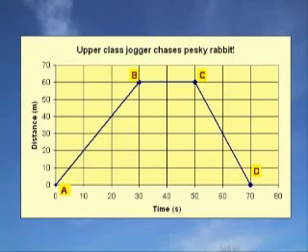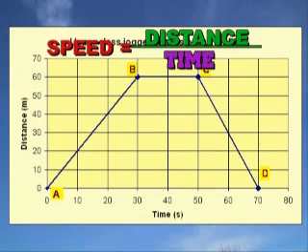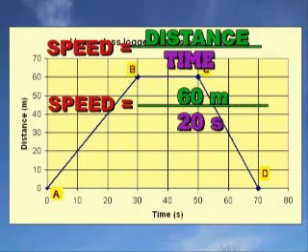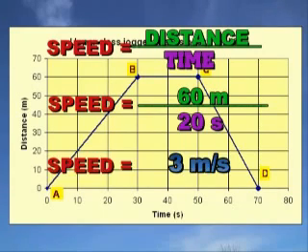So, how many of you got the answer? Well, let's see. Between C and D, well, speed equals distance divided by time. Between C and D he travels 60 meters, and it took him 20 seconds. That means we have a speed of 60 divided by 20, which is 3 meters per second. Well done to those of you who got it right.